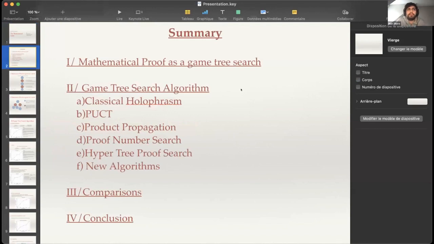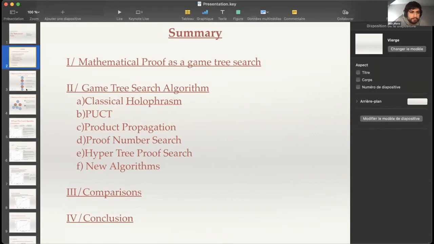I will start by briefly explaining how a mathematics proof translates to an OR tree game and all the networks provided by Holophrasm. Then I will present all the tree search algorithms we tried to improve the performance of Holophrasm and their result. Finally, I will conclude with a comparison between algorithms and how to improve this work. If you have any question or issue, feel free to ask at the end of my presentation.